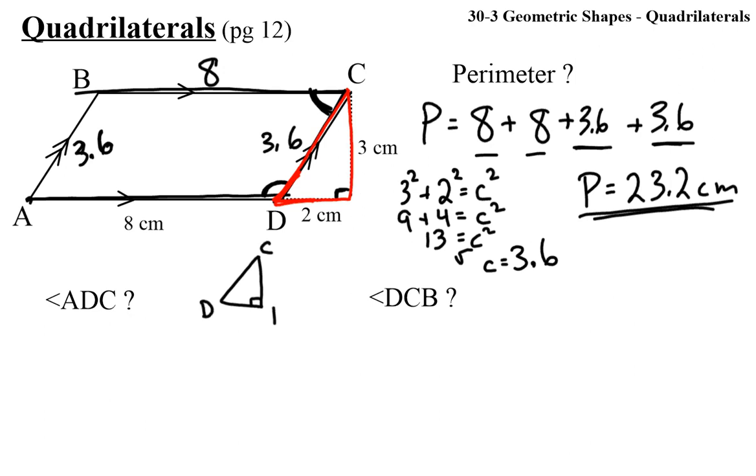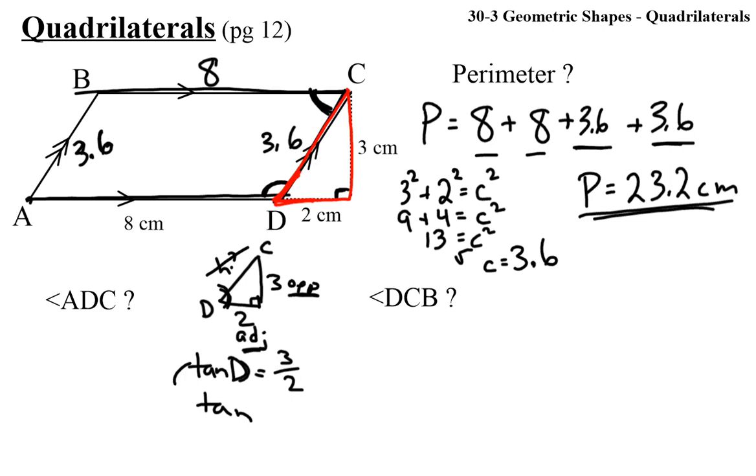Let's use trigonometry. So here we go. What do we know? We know this is 2. We know this is 3. We're trying to find angle D. Angle D is our reference angle. So opposite is 3. Adjacent is 2. Hypotenuse isn't known, so we're not going to use hypotenuse. We want angle D. Remember, opposite adjacent is tangent. So we're going to do tangent of angle D, opposite 3 over adjacent 2.